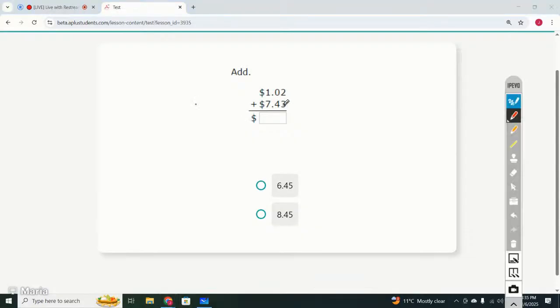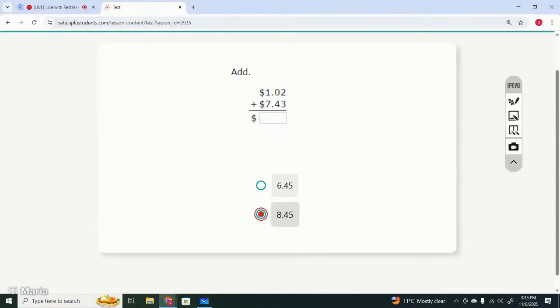1.02 plus 7.43. Let's just add. 3 plus 2 is 5. And 4 plus 0 is 4. 7 plus 1 is 8. That is 8.45. The correct option is 8.45. Option number 2 is the correct option. That is 8.45.